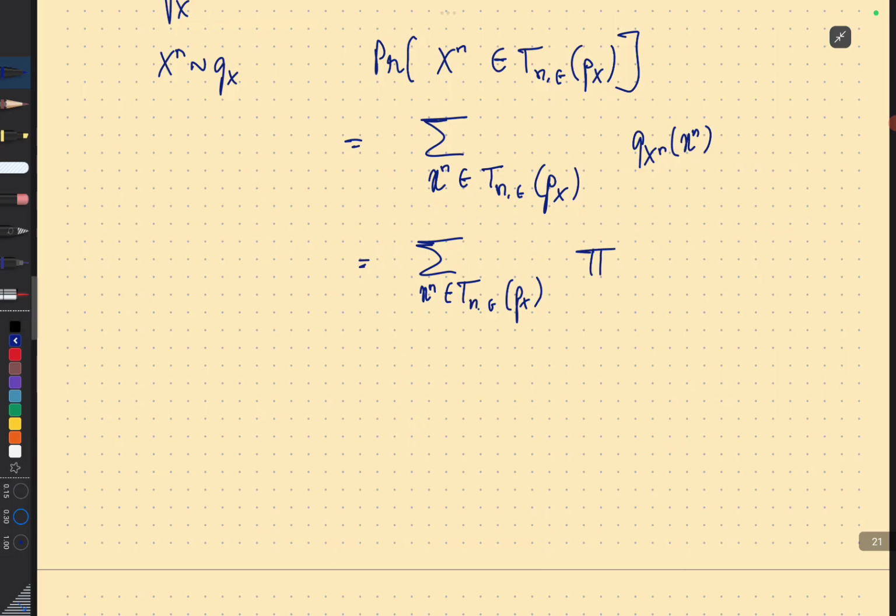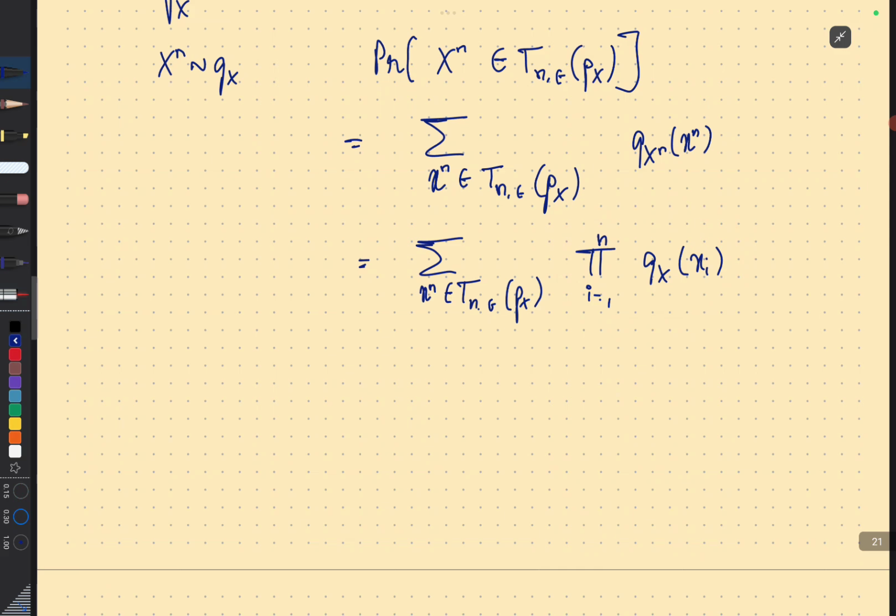This is equal to product i equal to 1 to n qx of xi, right? Is there a way of rewriting this that captures the frequencies of occurrence of various symbols in the alphabet, in the particular source sequence xn? Not sigma, product. Empirical frequencies over the whole sequence xn. I want to express this quantity as a function of the empirical frequencies.